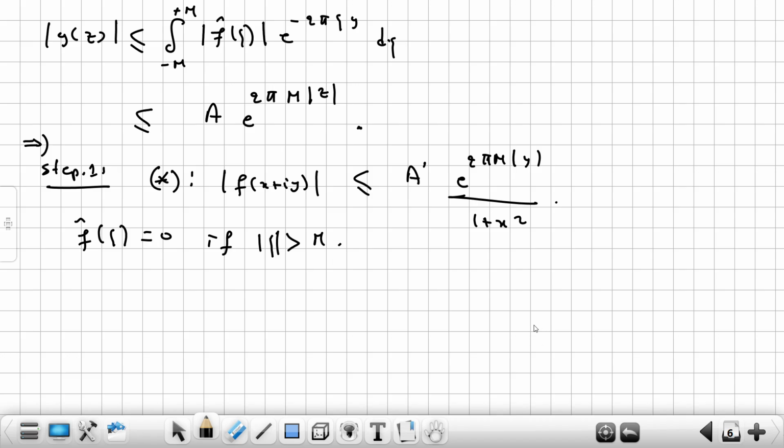Now, in step 2 we are going to relax the condition, or in the next steps we are going to relax the conditions to finally show the theorem whenever the main condition holds.